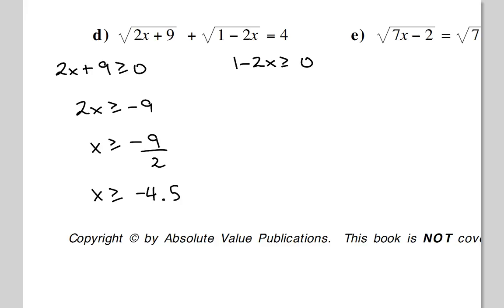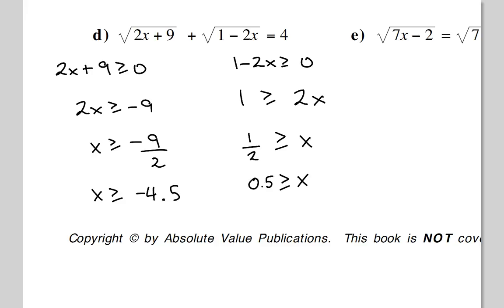Okay, now let's do the next one. Should I move the 1 over or the negative 2x over? Why? You don't want to divide by a negative, because what happens? Signs will flip, and that's bizarre. So we don't worry ever about that. Move the negative 2x over. Now divide by 2. Okay. And then put it into a decimal if that's easier for you.